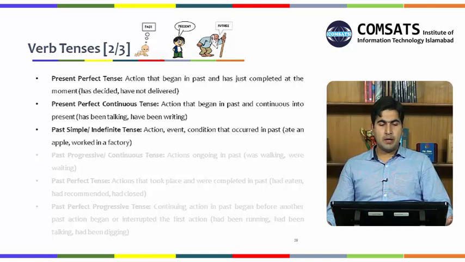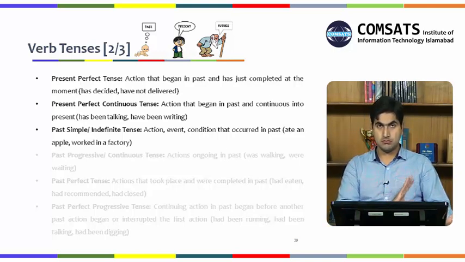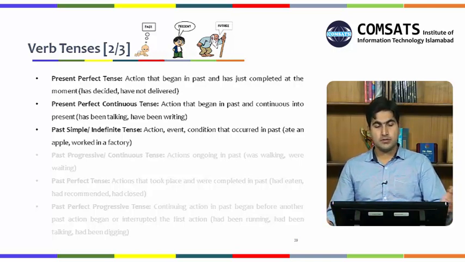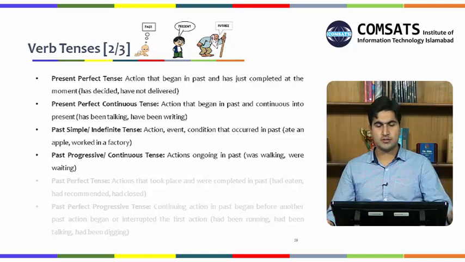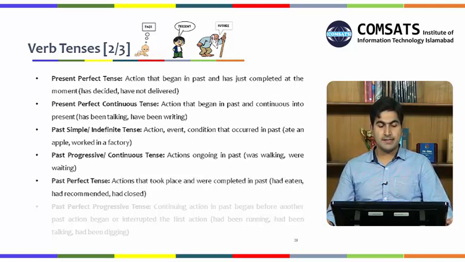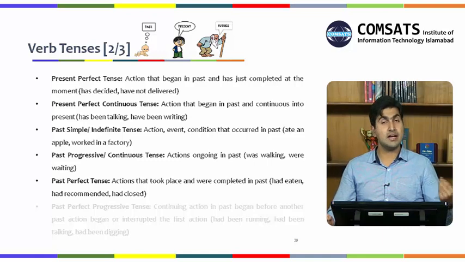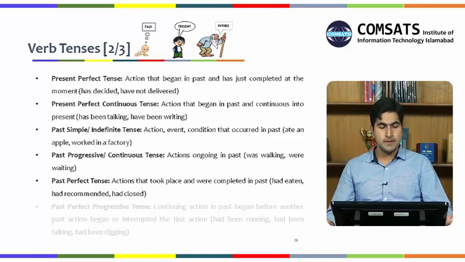Talking about past, once again you start with the indefinite: an action that occurred in the past, meaning it was occurring in the past. That's the way you write it. The past progressive tense is an action which started in the past and was ongoing, like "was walking." Past perfect tense is an action that took place and was completed in the past. Perfect is something which is complete, an action that began but is now complete.